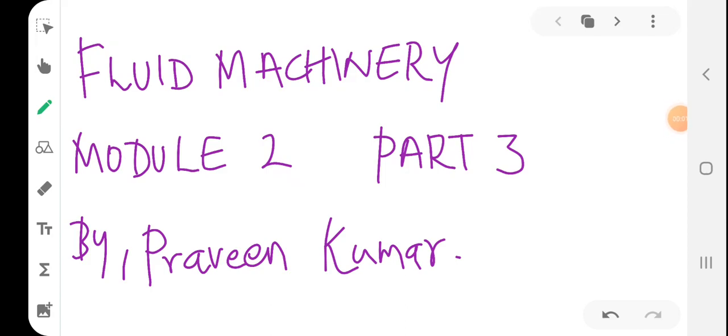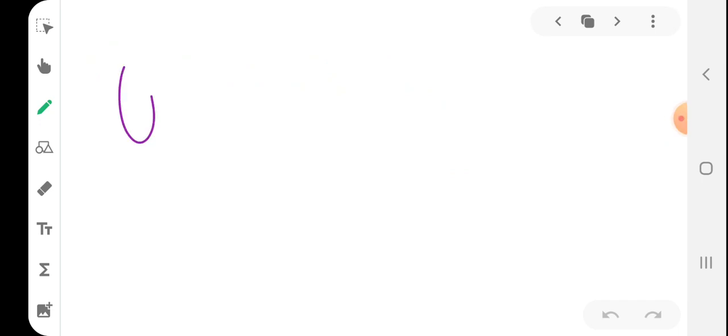Hello students, welcome to the third session of the second module. Students will be learning unit quantities in this session.